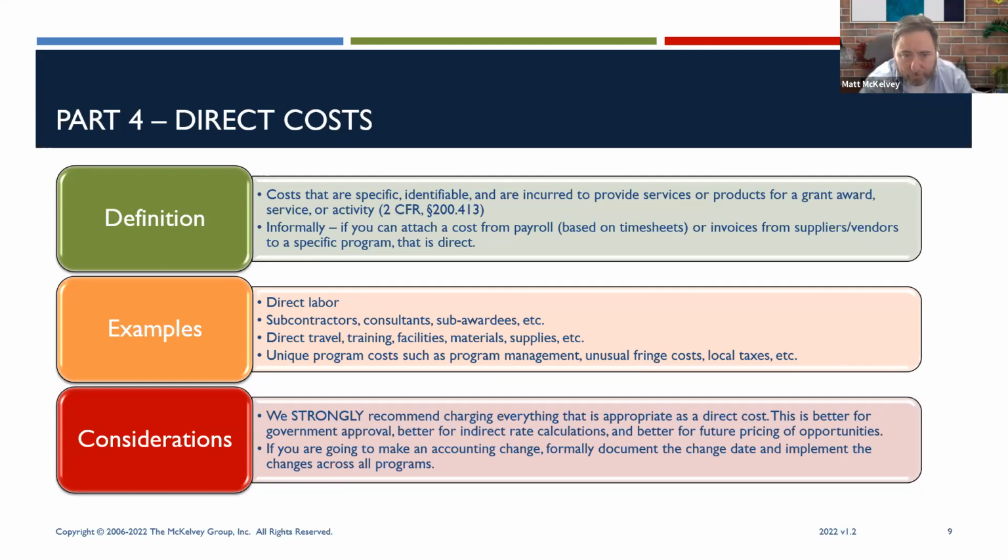All right. And the only other consideration I want to really point out is that if you're going to make an accounting change, for example, if something you've charged historically that's not direct, you're going to make it direct, just make sure you formally document the change, the date of it, and implement the change across all programs. Okay, that goes back to that consistency point.